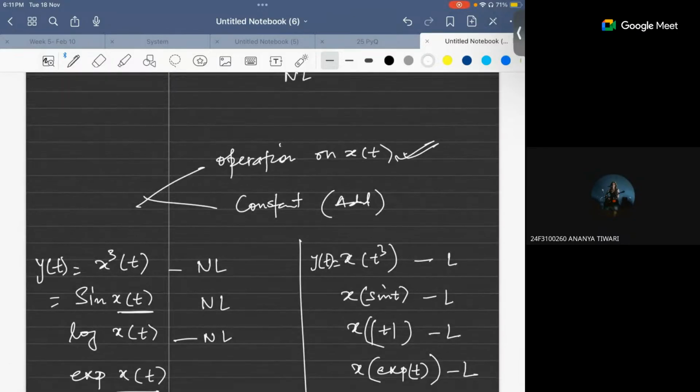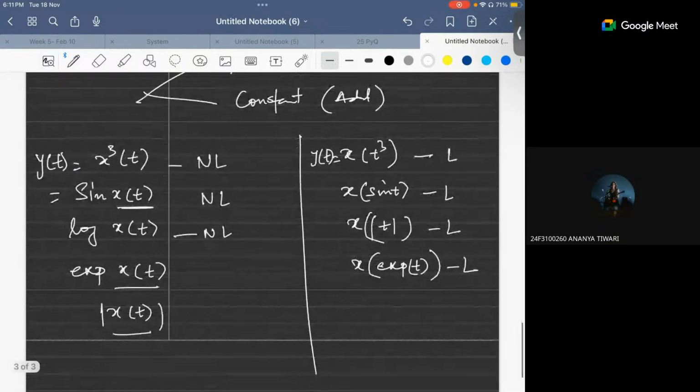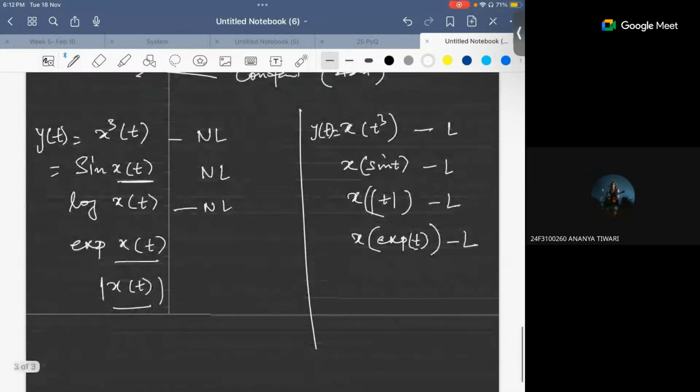So the first condition that I told you, you can blindly apply to whatever function has been given to you, and directly check whether the system is linear or non-linear. I hope this is clear.